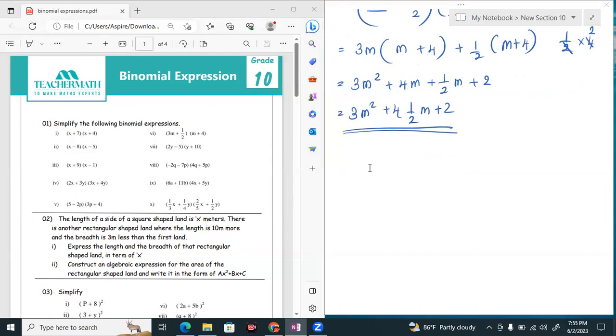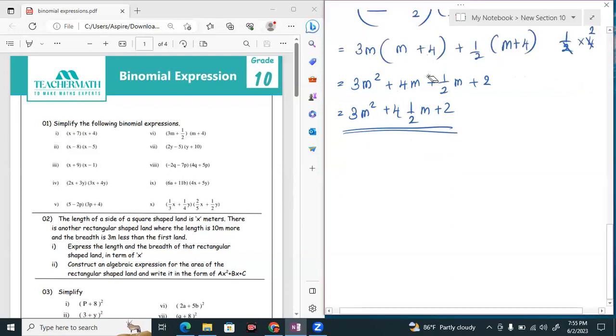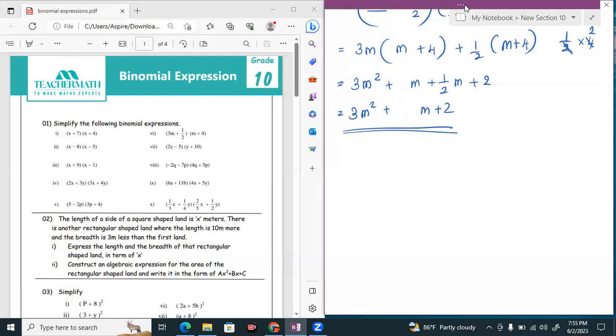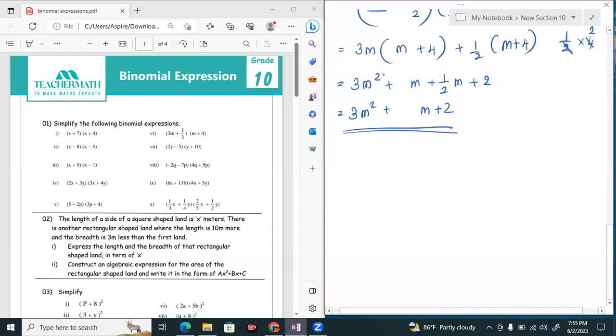Yes, sorry. Here it should be 3 into m, it is not 4. Here actually it should be 3 into m, 3m squared. 3 into 4, it is 12m. Half into m, it is half m. Half into 4, it is 2. Doesn't matter. Then here 12 and half. Okay, when you add these two, it becomes 12 and half.